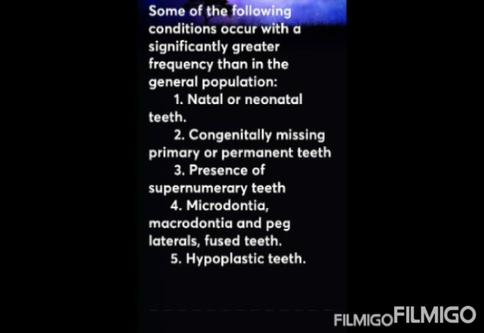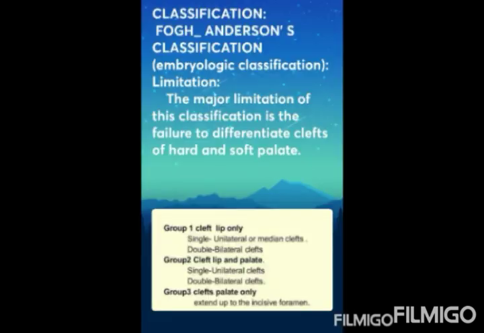Some of the following conditions occur with a significantly greater frequency than in the general population: natal or neonatal teeth, congenitally missing primary or permanent teeth, and supernumerary teeth. Microdontia, macrodontia, peg laterals, and fused teeth are present, and hypoplastic teeth are present. These are the features. Next, moving on to the classification.